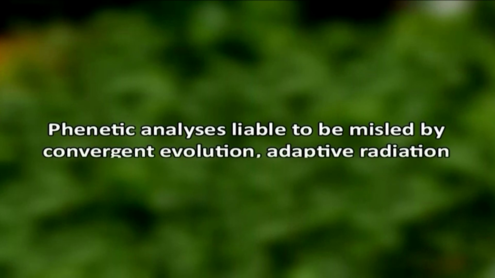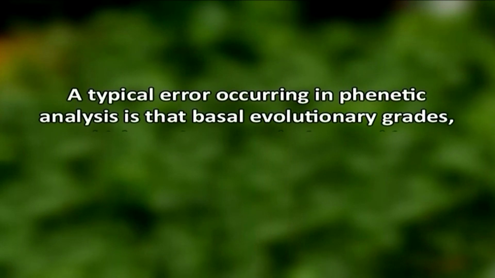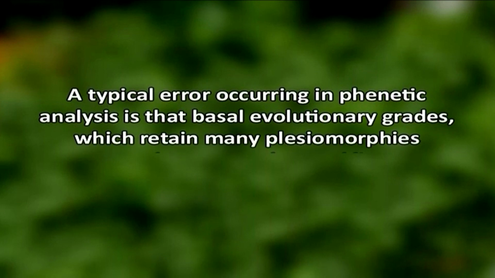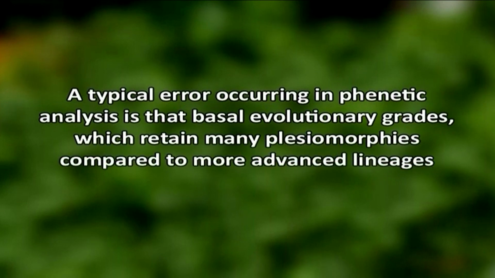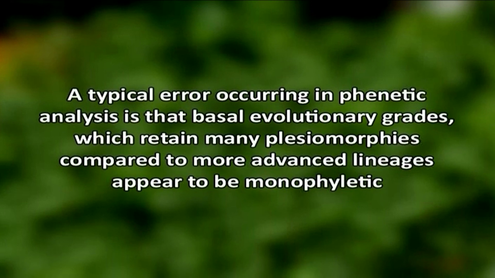Classifications based on phonetic analysis do not distinguish between plesiomorphies and apomorphies. Consequently, phonetic analyses are liable to be misled by convergent evolution and adaptive radiation. A typical error occurring in phonetic analysis is that basal evolutionary grades, which retain many plesiomorphies compared to more advanced lineages, appear to be monophyletic.